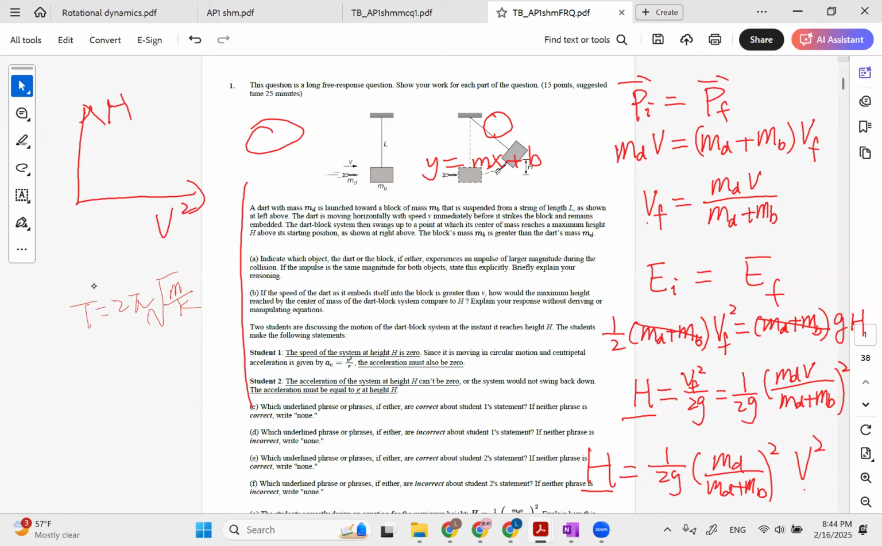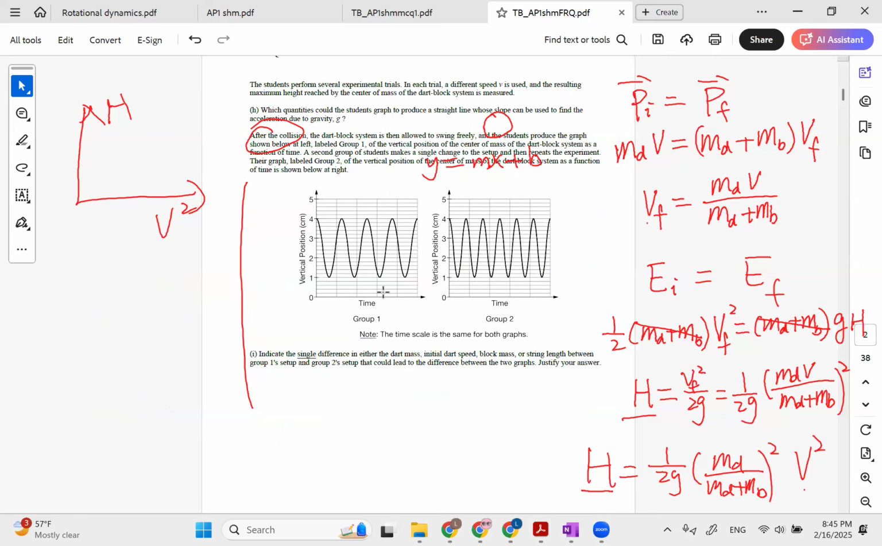Oh, is it 2 pi square root of L over g? Yes, very good. So 2 pi square root of L over g, right? Right now, you can see group 2 has a smaller period. What can you change? The string length? Yeah, make it shorter or make it longer.